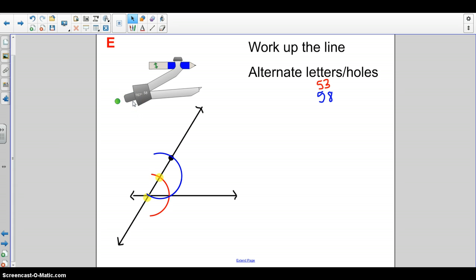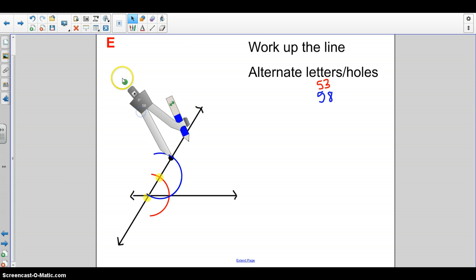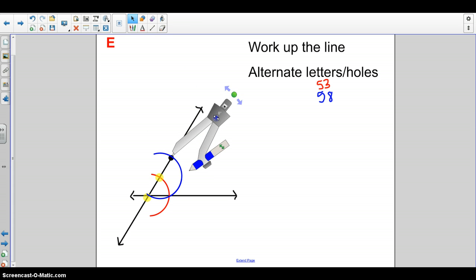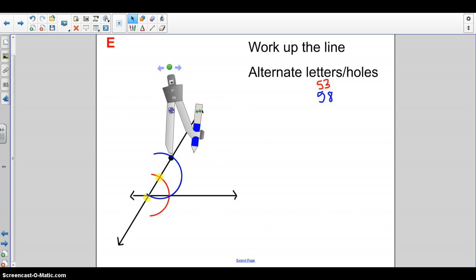And it should look something like that. We're going to work our way up our line, start at the next point of intersection. Okay, yours might be different than mine, but that's fine. Start there. I'm going to switch back to red, and I'm going to go back to the hole I used first, or the number I used first. So you should do the same thing. We're alternating.